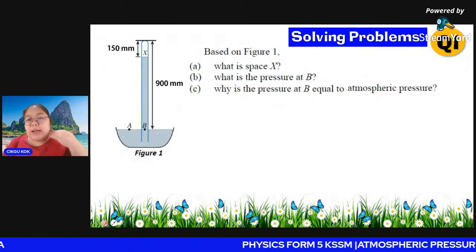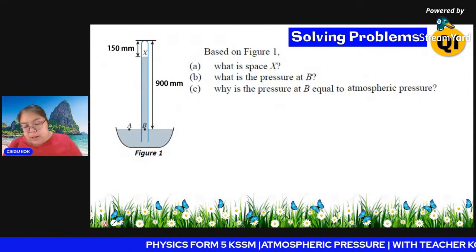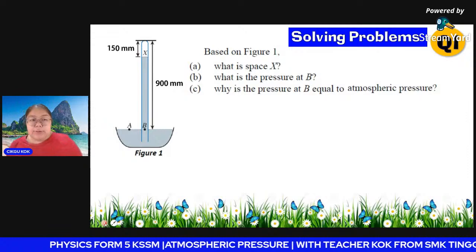Okay, this paper, I asked you to download one, then you need to solve it. So today I want to give the answer. Okay, let's see the first one.